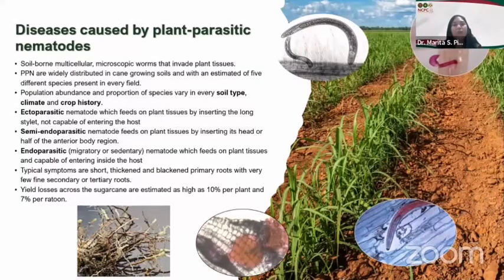this group of nematodes is classified into 3 according to their feeding habits. So we have the ectoparasitic nematodes, those that feed on plant tissues just by inserting their long stylet. The other one is the semi-endoparasitic. When you say semi-endoparasitic, it can penetrate not only the stylet, but the upper or head region, the first few portion of its anterior body region.